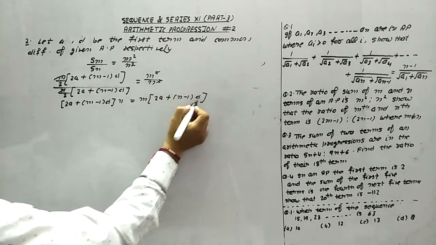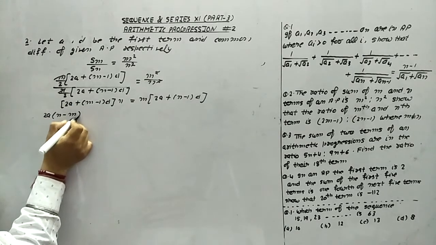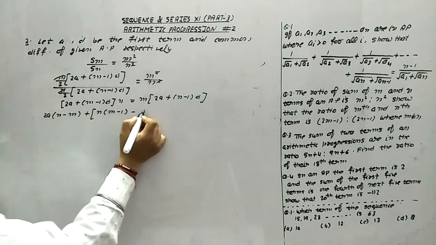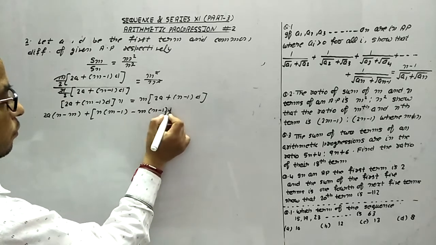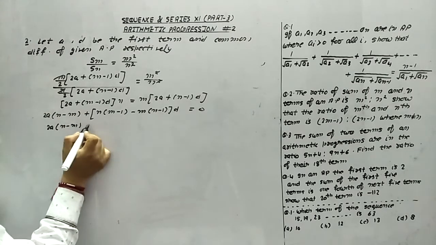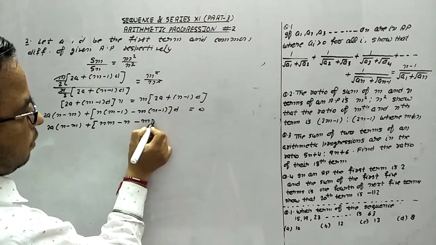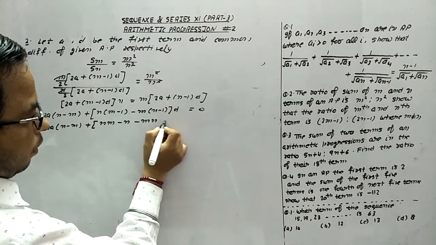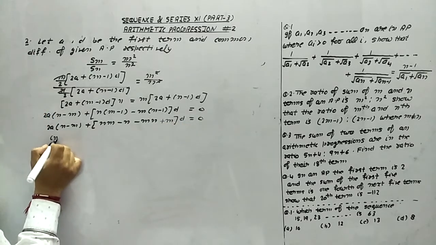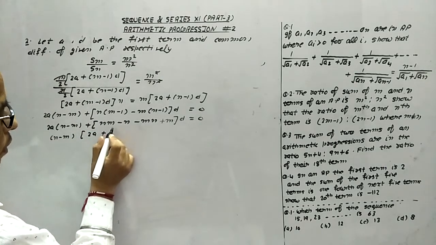Now look at this. We are collecting the terms: 2a common, from this (n minus m), and here plus (n into (m minus 1) minus m into (n minus 1)) into d is equal to 0. So 2a (n minus m), multiply this: nm minus n minus mn plus m, d is equal to 0. (n minus m), what is left here? 2a plus, what is this?